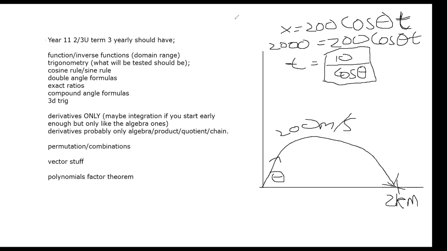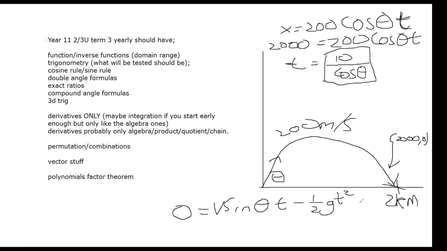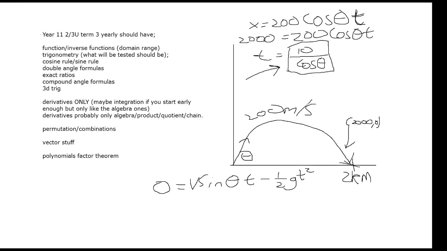Right. So I know the position, because this coordinate is 2000. So in other words, I can now use my y equation. y equals v sine theta t minus half g t squared. What I'm going to do is sub in t so I can find theta, because right now I don't know what theta or t is. So I've got to create an equation where I get rid of one. If I put t here, I'll get rid of t.